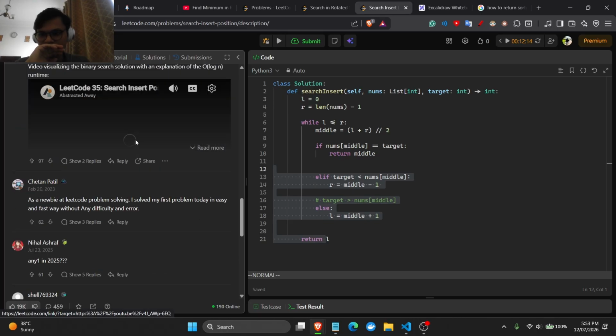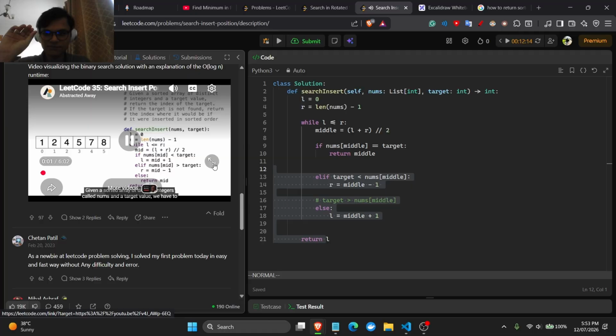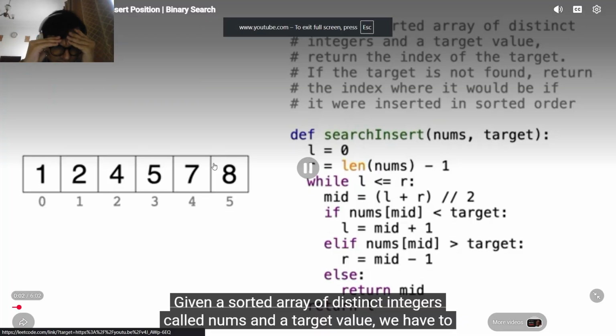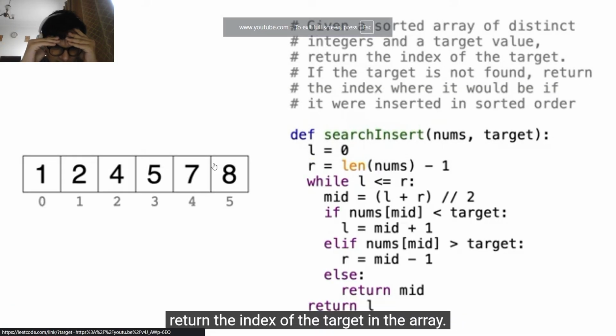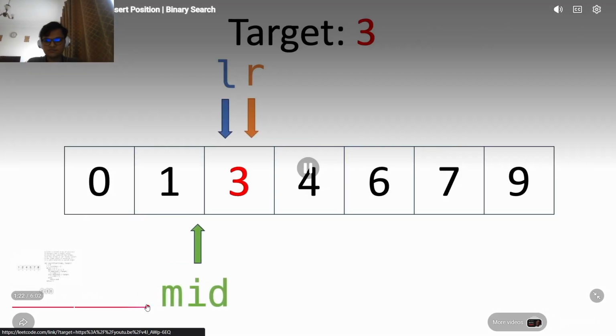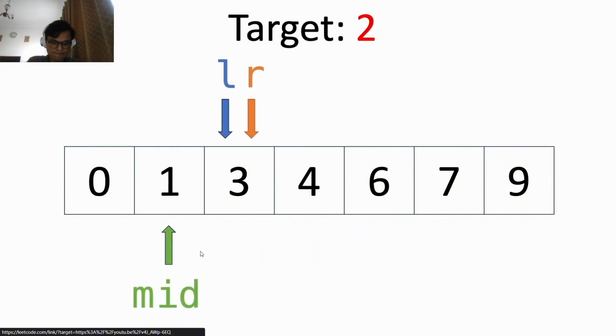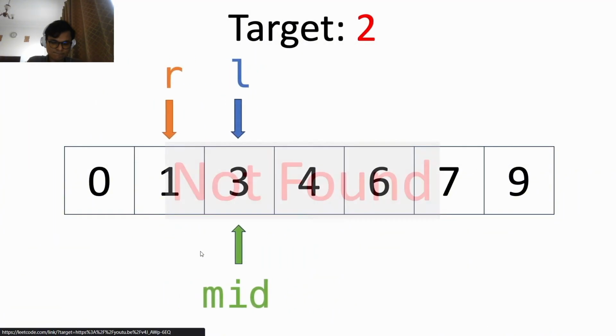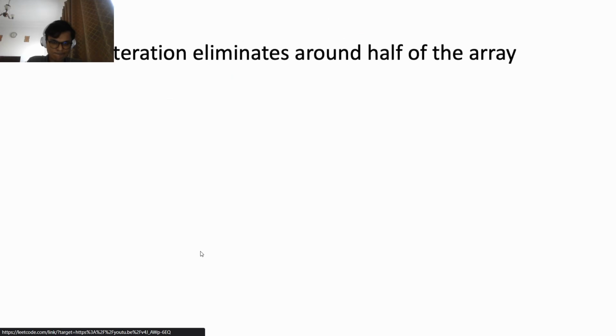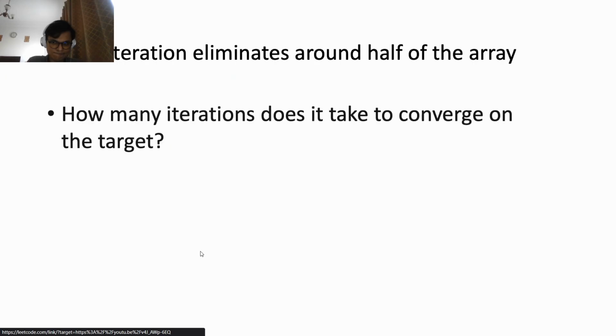Given a sorted array of distinct integers called nums and a target value, we have to return the index of the target. We either find the target, or if the target doesn't exist in the array, then the two bounds will converge and eventually pass each other, meaning that the target was not found. With each iteration, we eliminate around half of the array. So now the question is, how many iterations does it take to converge on the target?